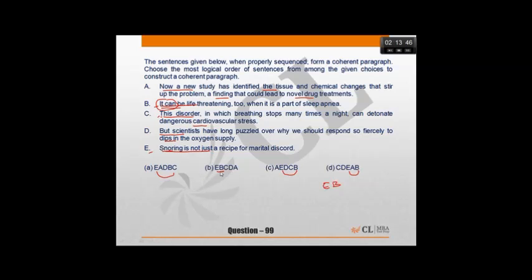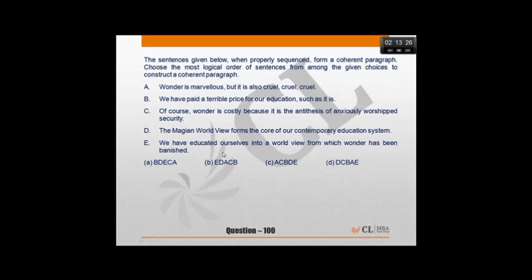But let me read the statements in the sequence. E, B, C, D. Can be life-threatening. C, this disorder, it can be life-threatening. This disorder, breathing stops many times, can detonate. Okay, B, C, D. But scientists have long puzzled. This is a disorder. Why we should respond so fiercely to dips? Now a new study has identified. Okay, the correct answer has to be choice. 100.